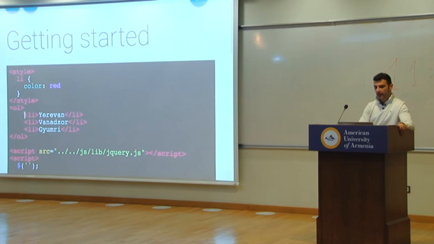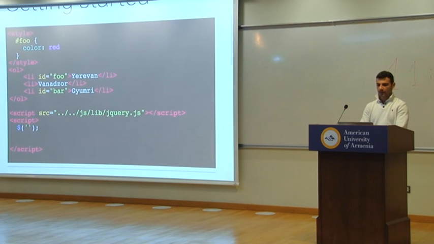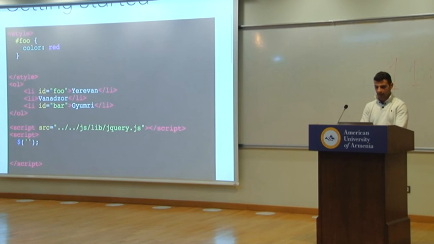So let me ask you this. Suppose I wanted this li, the Yerevan li, and the Gyumri li to have the font color red, but just Yerevan and Gyumri, not Vanadzor. Okay, so I've heard some people say ID. You're right, I could give this an ID of, say, foo. I could give this an ID of bar. I can then have this be what? How do you select IDs? I can then either do another one of these, hash bar.